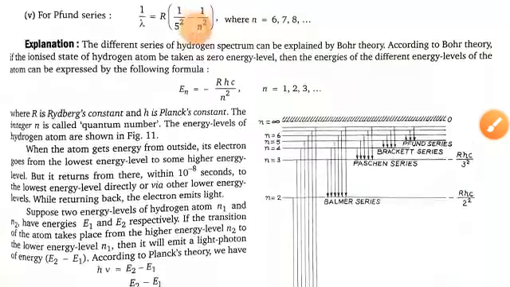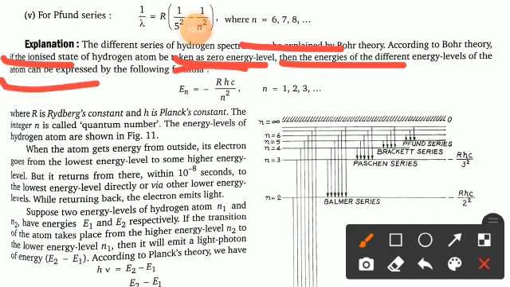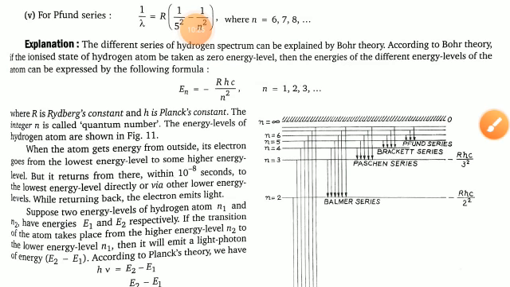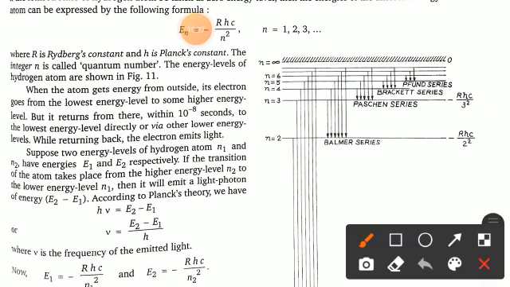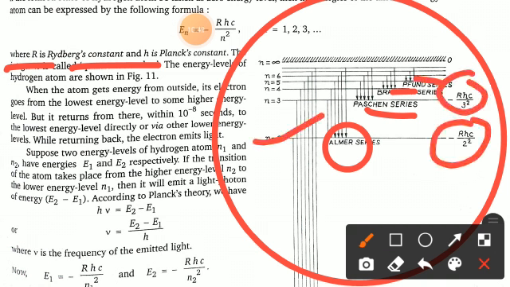Now here is an explanation. The different series of the hydrogen spectrum can be explained by Bohr's theory. According to Bohr's theory, if the ionized state of the hydrogen atom is taken as the zero energy level, then the energy of the different energy levels of the atom can be expressed by the formula En equals minus R h c by n square, where R is the Rydberg constant, h is the Planck constant and n is an integer, the quantum number. You can see the energy levels of the hydrogen atom in this figure. This is the Balmer series, this is the Paschen, this is Brackett, this is Pfund, with the respective values written, and this is the energy.